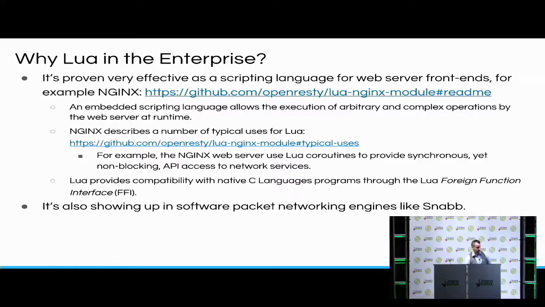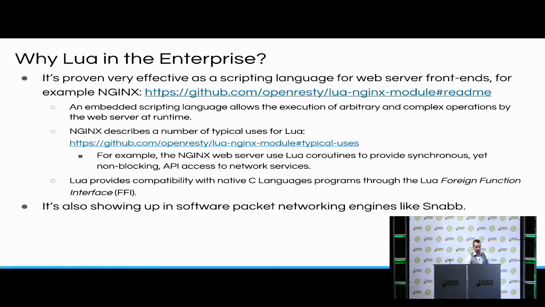I'm not going to go through all the information on the slides. It's for your information. But this slide discusses how it's used in the Nginx web server, for instance. The interesting thing is that it allows the use of Lua coroutines to provide asynchronous yet non-blocking API access to network services. And the interesting thing about using a JIT is that JITs are faster than straight interpreted scripting languages. And Lua itself has the FFI interface, which is the foreign function interface. I'll get into that a little more in the next slide.